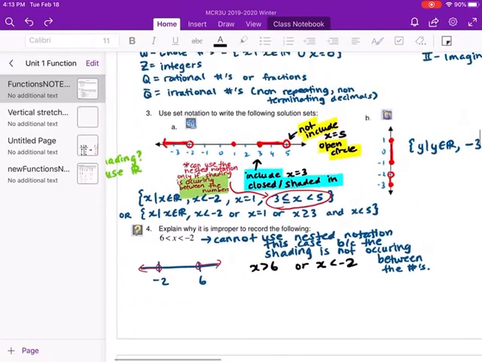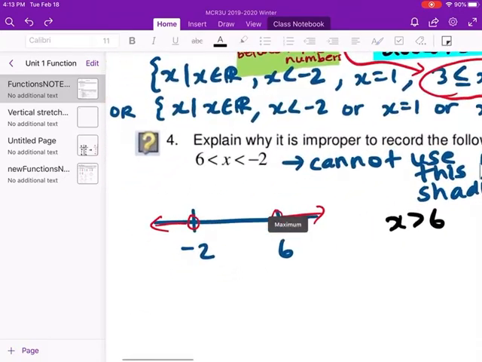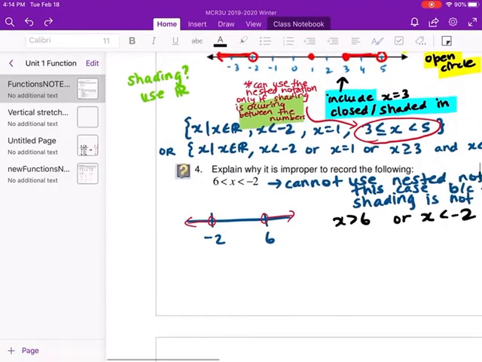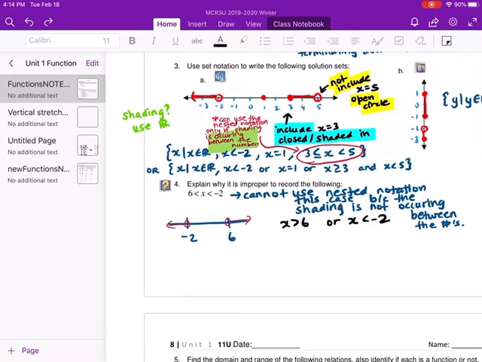Okay, this example: explain why it is improper to record the following. When approaching this question, what I try to do is draw the situation. This basically says that x is larger than 6, not including, and x is less than, and doesn't include, -2. If I was to draw it, -2 and 6 are written, and the shading is never in between -2 and 6. They're separate situations, so I do not want to write it in the nested notation. It's not like I have shading between the numbers.